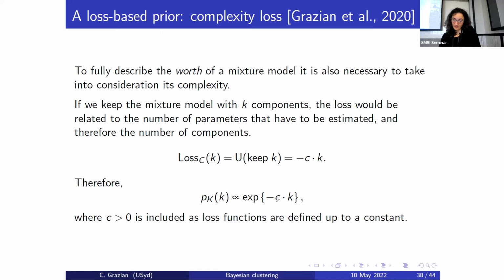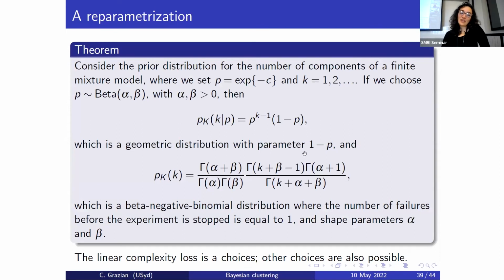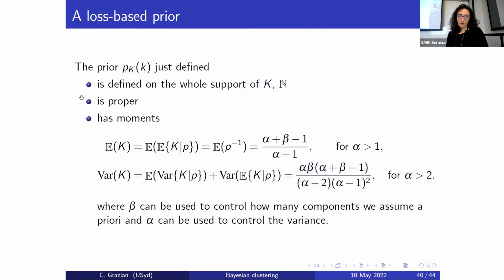Then I could put a prior on this factor c, so I don't have to decide it. If I choose p, defined as the exponential of -c, to be a beta distributed random variable, then I can derive an analytic form for the prior on the number of components, which is a beta negative binomial. I can decide to choose alpha and beta by default to be equal to 1, which means that this p is uniformly distributed, or I can fix them with some previous information that I have on the number of classes, which is what I said here.